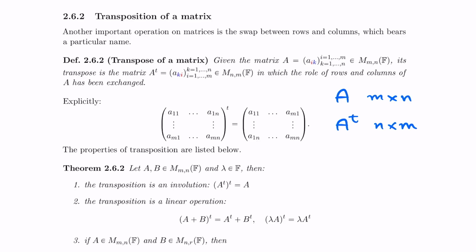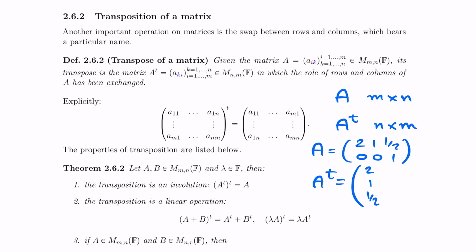If this is not enough and you are in desperate need of a numerical example, take A to be 2, 1, 1.5, 0, 0, 1. Then the transpose matrix will have the first row of A as first column, so 2, 1, 1.5, and the second row of A as second column, so 0, 0, 1.